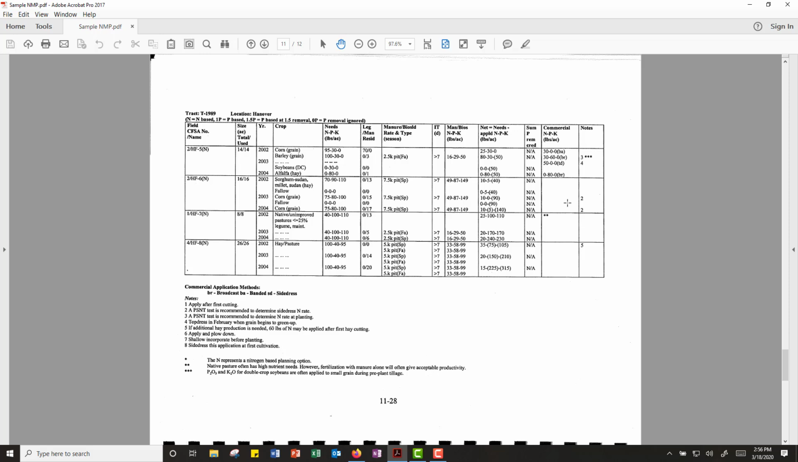That's the kind of practical experience that nutrient management planners bring to this process. They know when it is and when it isn't worth it to come through with commercial fertilizer.